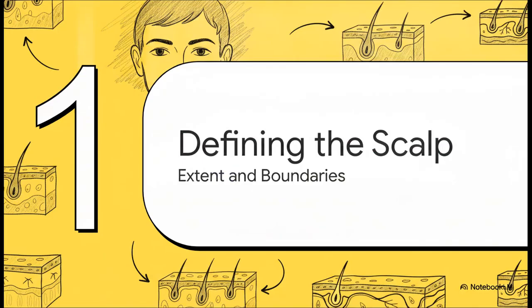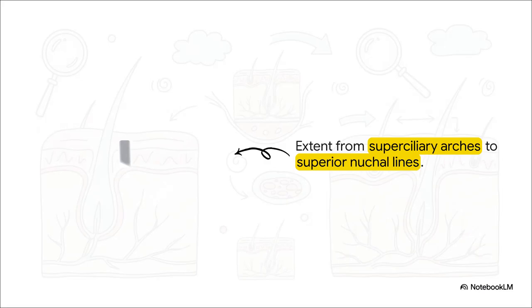Okay, Section 1. Defining the scalp. Right, so when clinicians talk about the scalp, they're mapping out the soft tissue covering the entire vault of the skull. At the front, it extends up to the superciliary arches, basically your eyebrows. Then it stretches all the way to the back of the head down to the superior nuchal lines. And on the sides, it goes right up to the superior temporal line. So we're essentially talking about the entire biological roof of your head.